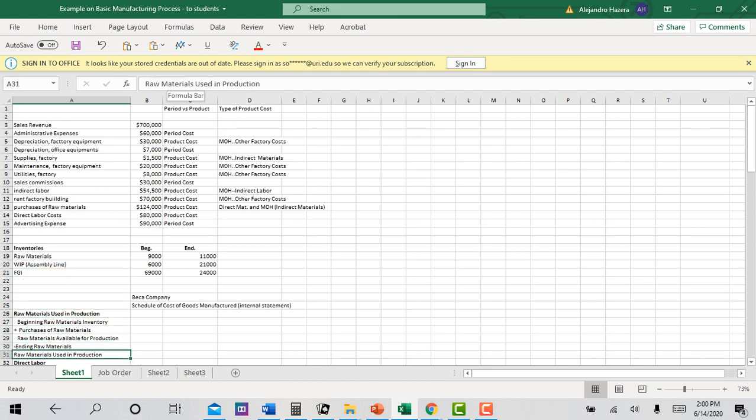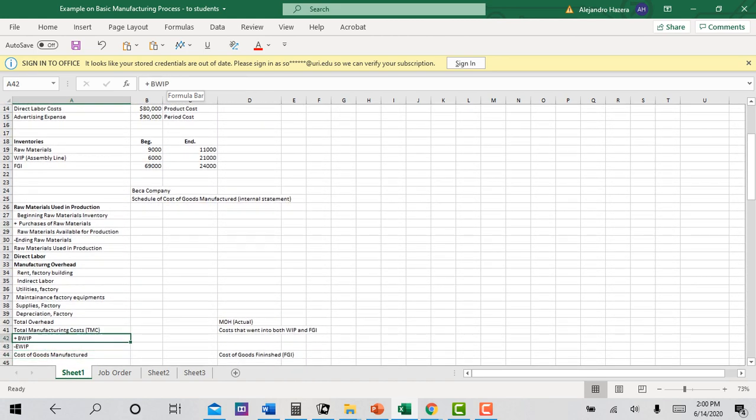Now the first thing I'm going to do is put together my schedule of cost of goods manufactured. The schedule of cost of goods manufactured summarizes and calculates the cost of goods that were finished this period. It summarizes all of your product costs, and we'll look at your product costs in a second. The first thing we do is have three sections. The first one is your materials product costs. The second one is your direct labor. And the third section is your manufacturing overhead.